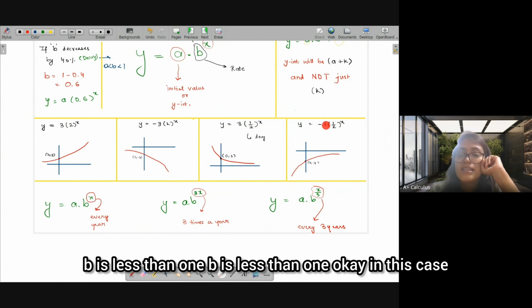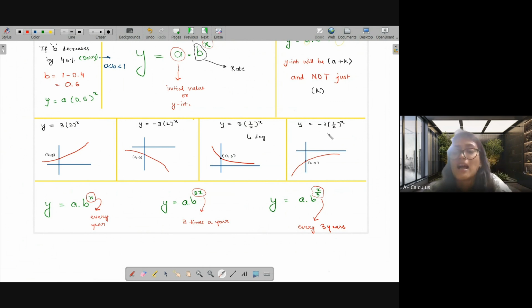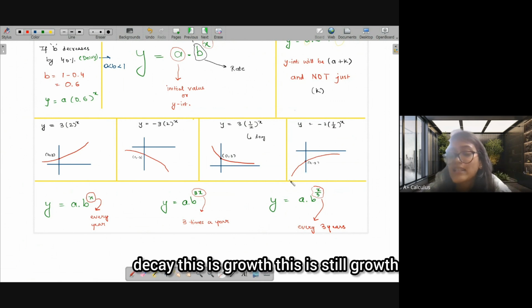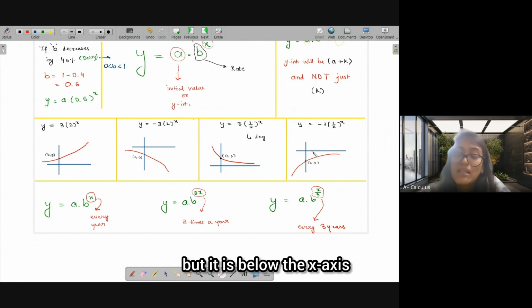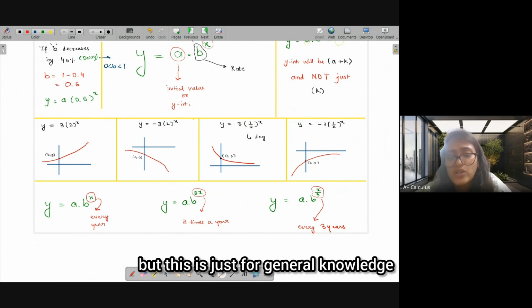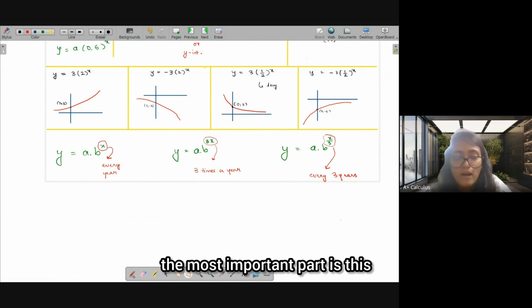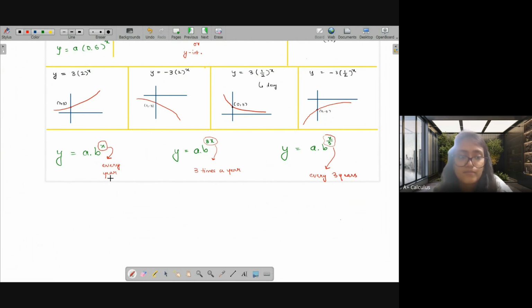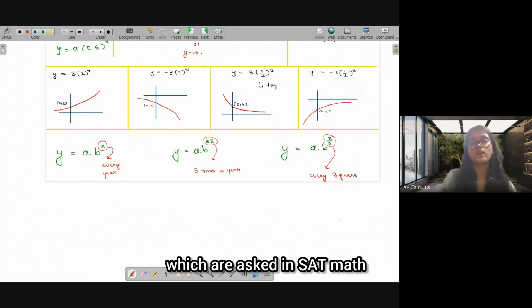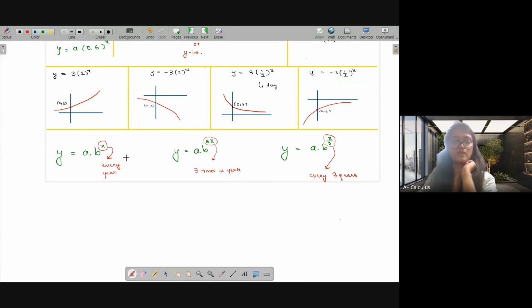In this case, your a is negative and b is also less than 1. So what will happen? This is not decay. This is still growth, but it is below the x-axis. But you don't have to memorize this stuff. You can plot the graph on Desmos, but this is just for general knowledge. Then the most important part is this. The questions asked in SAT math are based on these three concepts.